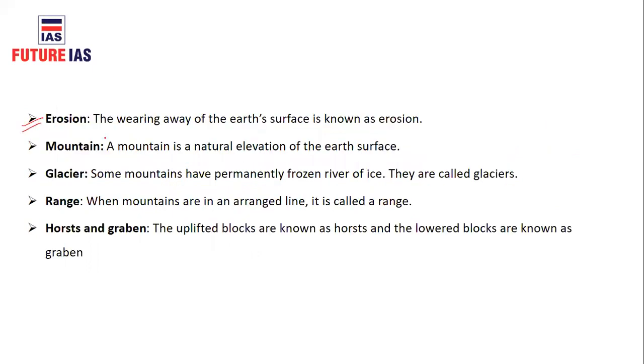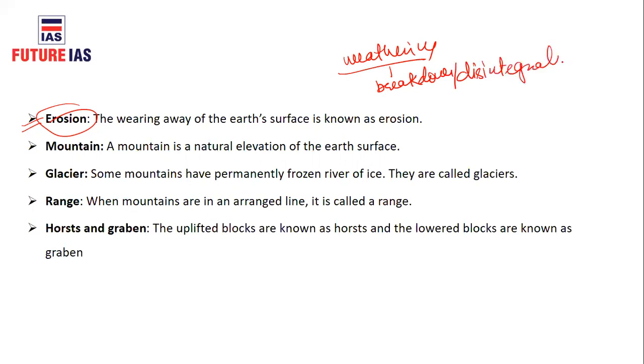Let's understand these few terms. Erosion ka matlab hota hai, dekhiye do terms hote hain aapke paas. Sabse pehle dekhiye weathering. Weathering ka matlab hota hai the breakdown, or disintegration. In situ का मतलब है जहां पे है वहीं पर ब्रेक डाउन हो जाएगा. जैसे if I give you one small stone, and if you break that stone in that place itself, and it is broken down, it is called weathering.